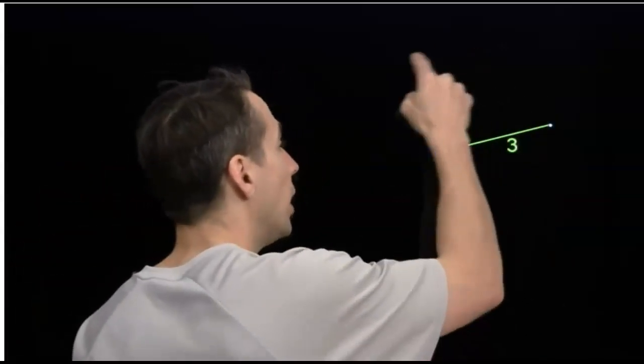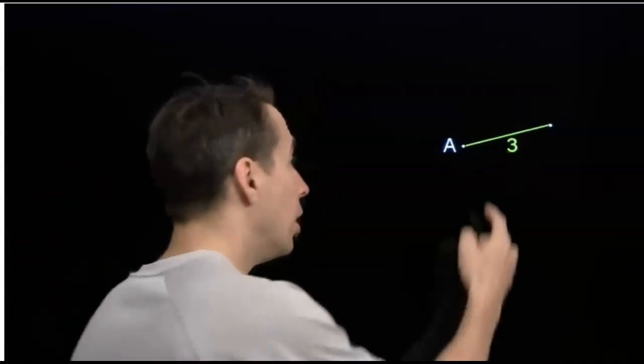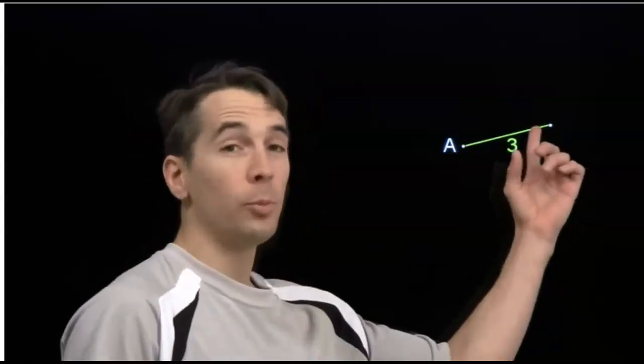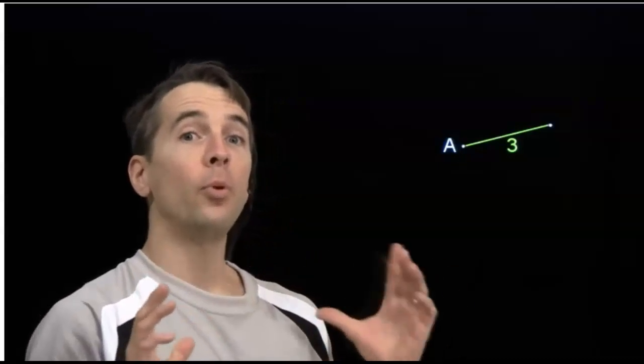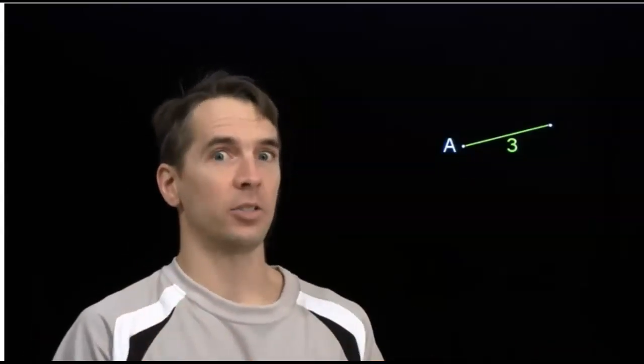And we describe how large a circle is by describing how far away all the points on the circle are from the center point. This little blue point that's on my circle is 3 away from A. All the points on the circle are exactly 3 away from A, and that's how we define the circle.